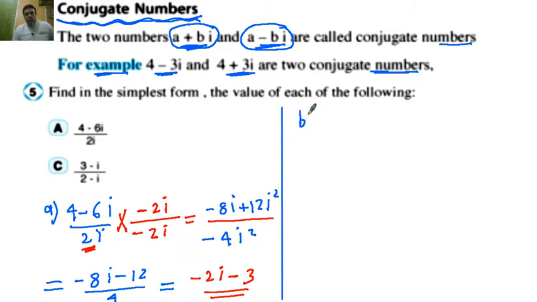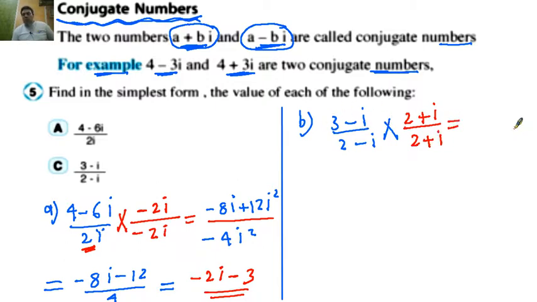Number B: 3 minus i over 2 minus i. We must multiply by the conjugate of the denominator, 2 plus i over 2 plus i. Then we multiply the numerator: 3 times 2 equals 6, 3 times i equals 3i, negative i times 2 equals negative 2i, and negative i times positive i equals negative i squared.